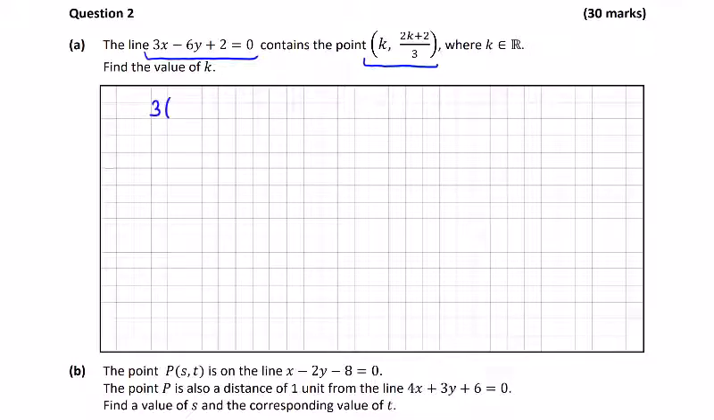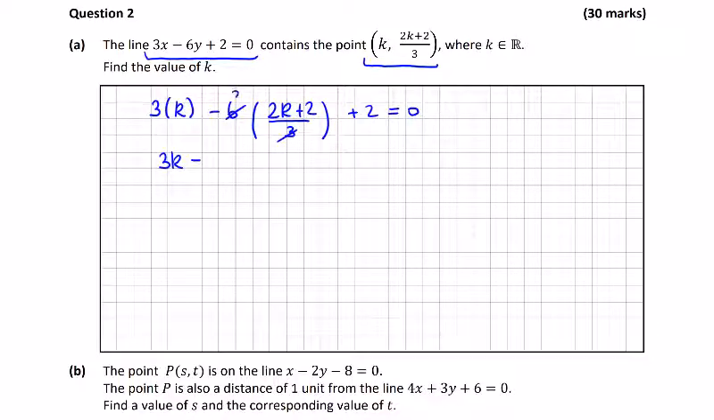So x, we're told, is just k itself, minus 6 times y. Y is 2k plus 2 over 3, plus 2 is equal to 0, just one variable. Simplify it down. 3k minus, now the 6 and the 3 going evenly, so we'll change this to a 2. So it's minus 4k minus 4 plus 2 equals 0. Be careful with your signs.